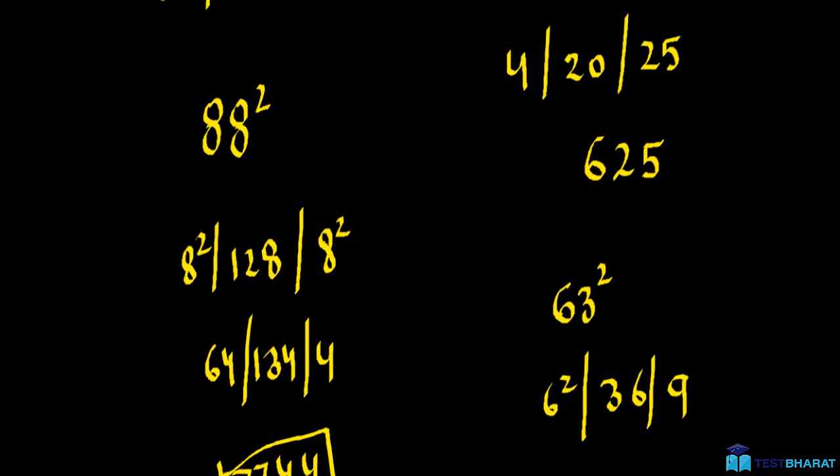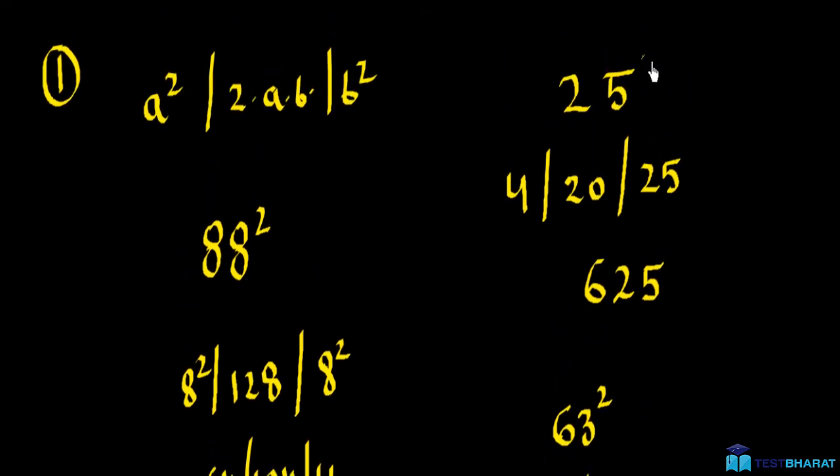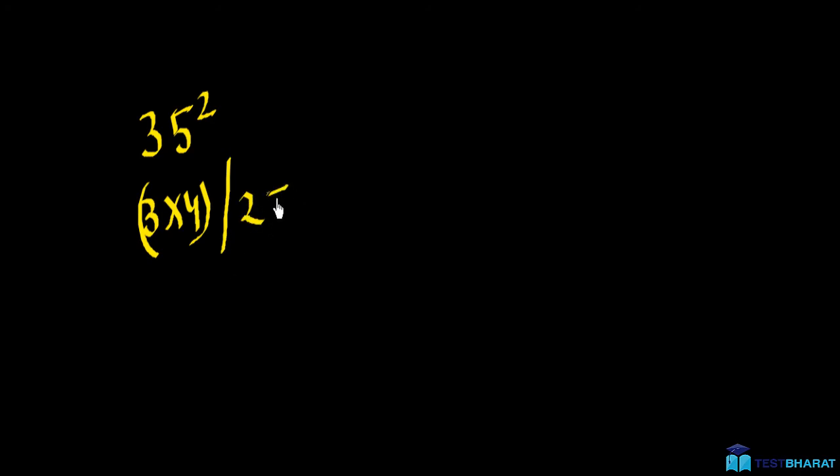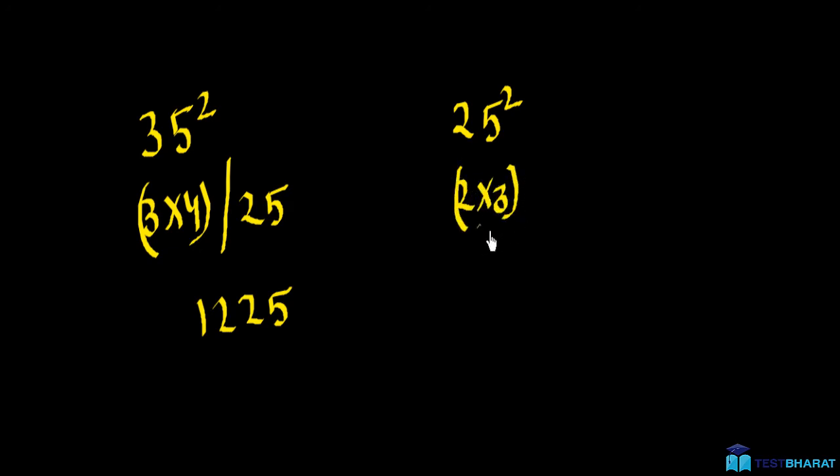There are other methods to find the square, like for 25 or 35, a number which ends in 5. Let's say I have to find the square of 35. Then this trick is 3 into 4 and then write 25. 3 into 4 is 12. So 1225 is my answer. If I had to find 25 square with this method, then this will be 2, and the digit after 2 comes in 3. So 2 into 3 and 25, that's 625.